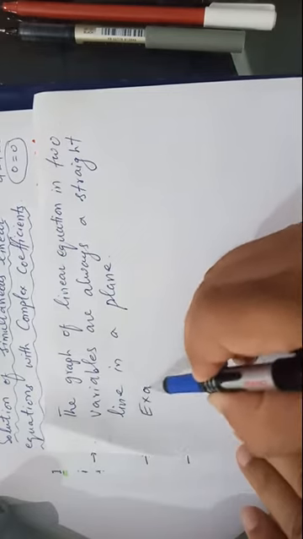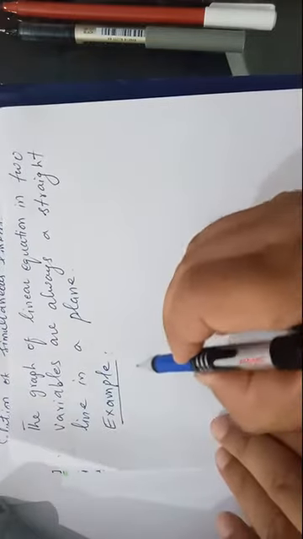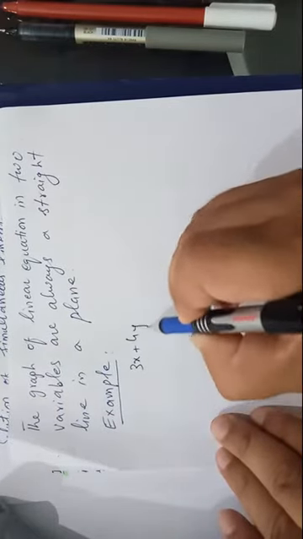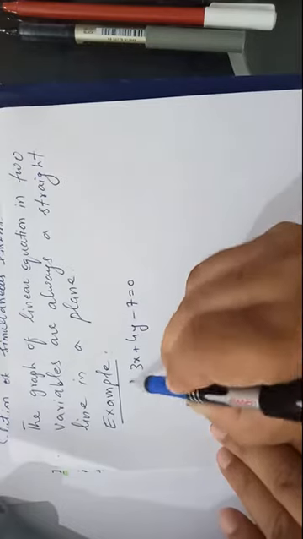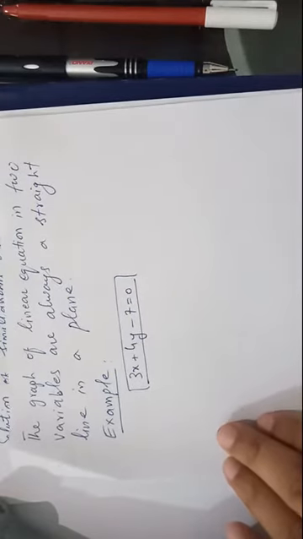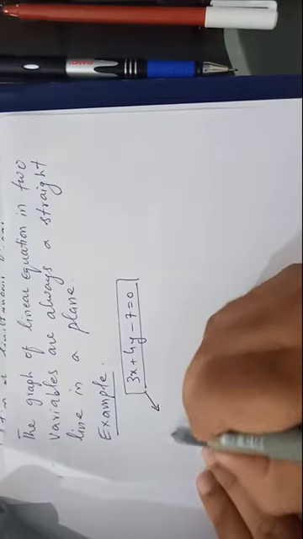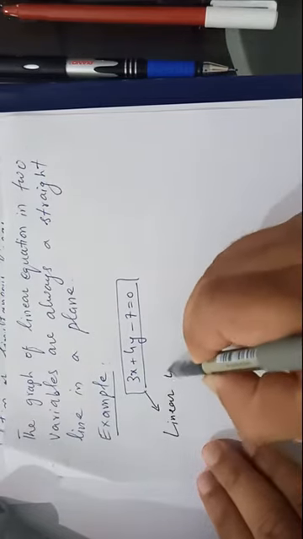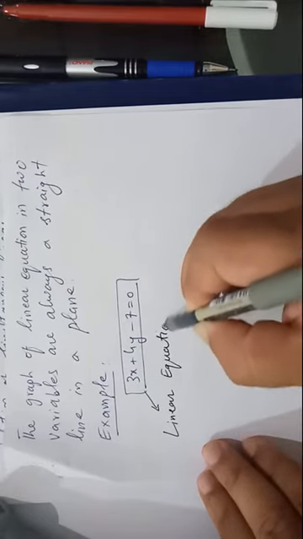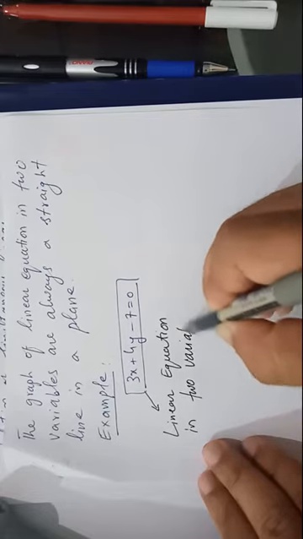Now, I am taking an example to show that. I am considering 3x plus 4y minus 7 equal to 0. This is my linear equation in two variables. There are two unknowns, x and y, for which we are looking to find the values.